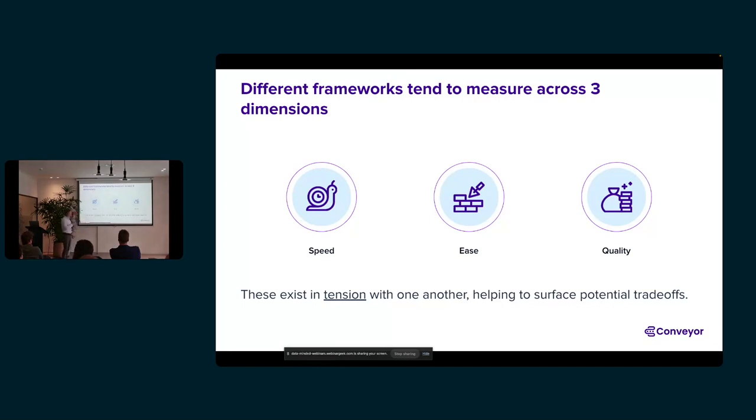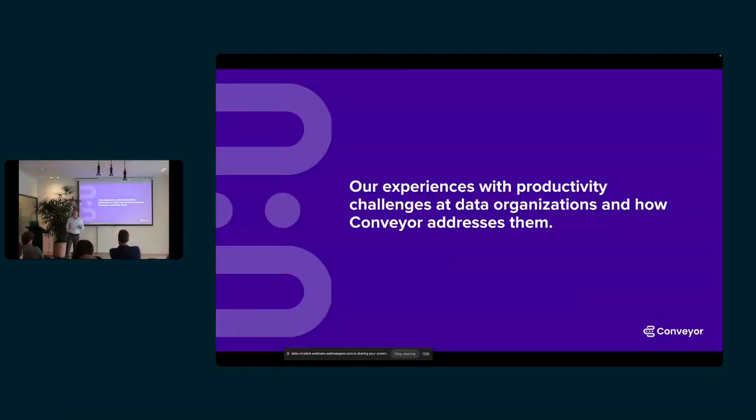There's tension between these two, right? I can bring something really fast to production, but it doesn't mean it's high quality. So you want to balance these things out. That's kind of an introduction, but because it's so hard to measure developer productivity, I would like to share some of the things we experienced with Conveyor and how we helped companies improve developer productivity.